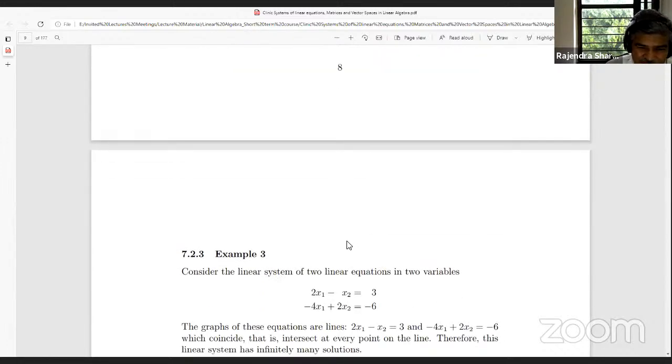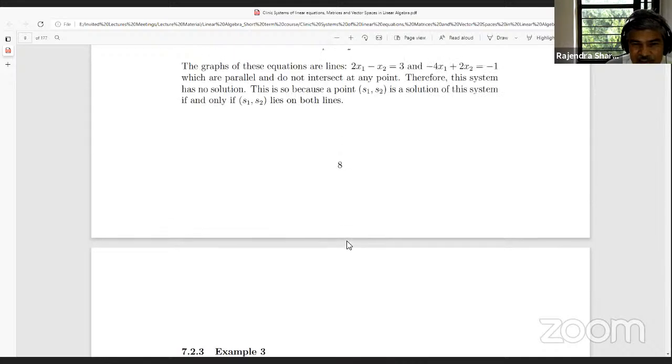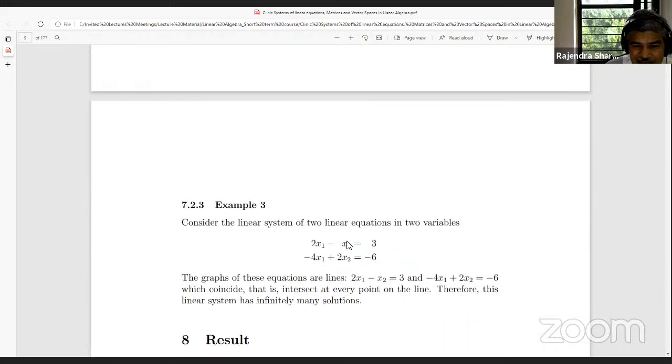Another example, if you take 2x1 minus x2 is 3 and minus 4x1 plus 2x2 is minus 6. The graphs of these equations are the lines 2x1 minus x2 equal to 3 and minus 4x1 plus 2x2 equal to minus 6. And if you see carefully, these two lines are coincident. So they intersect each other at every point. And therefore, this system of linear equations has infinitely many solutions.